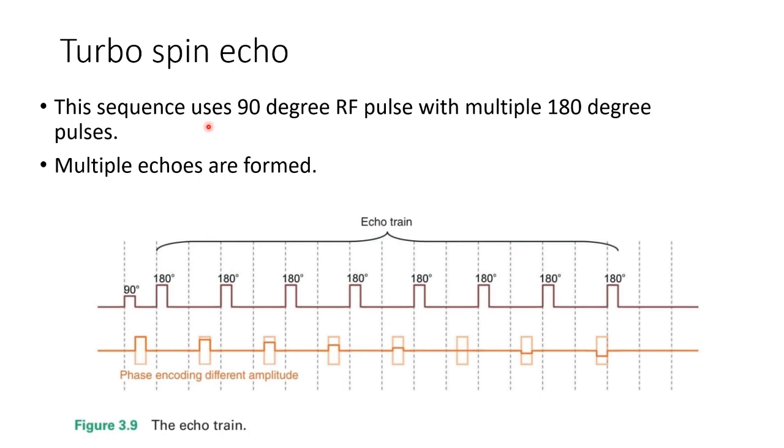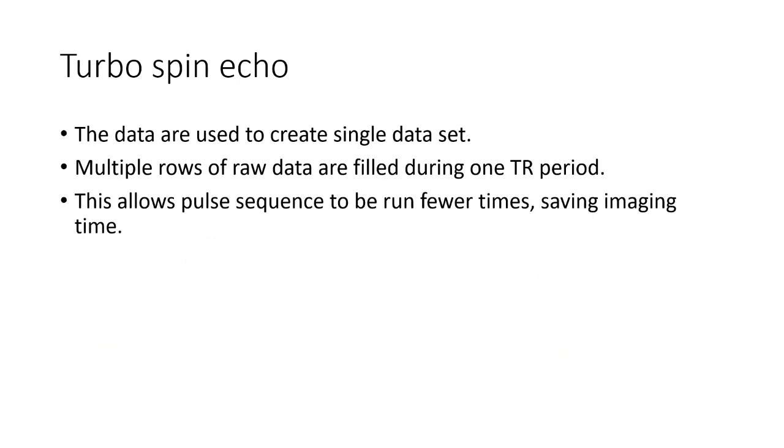Coming to the concept of turbo spin echo, this sequence uses a 90-degree radio frequency pulse with multiple 180-degree pulses. So in the same TR time, we are using the 180-degree pulse multiple times. The data are used to create a single data set. Multiple rows of raw data are filled during one single TR period. This allows pulse sequences to be run fewer times, saving imaging time and making it faster.